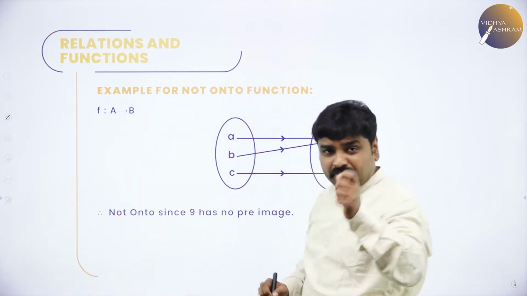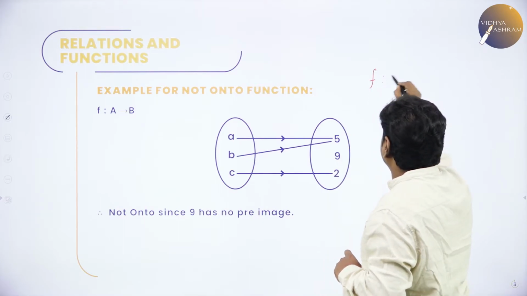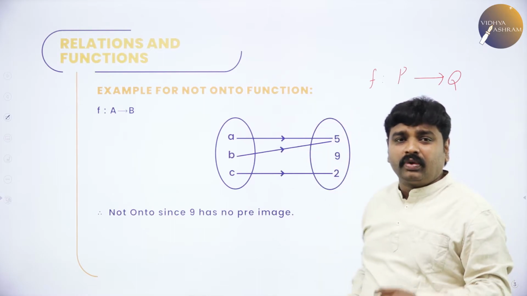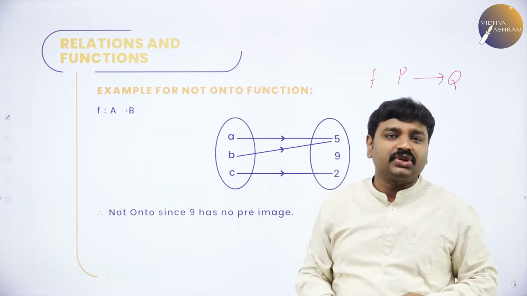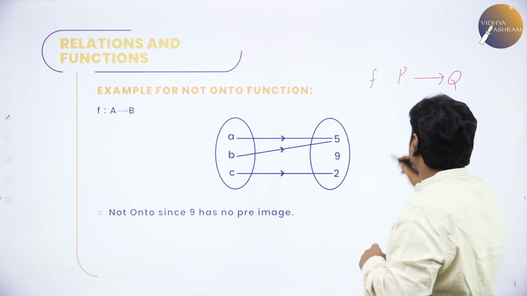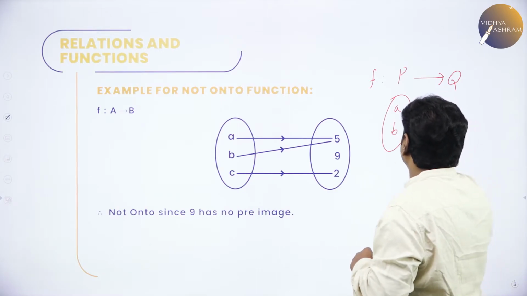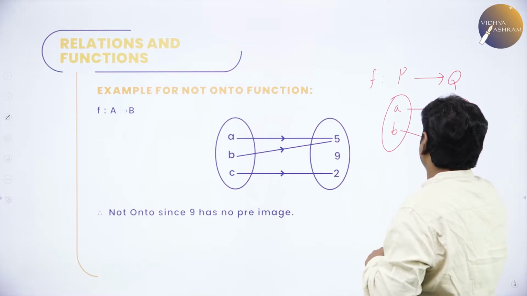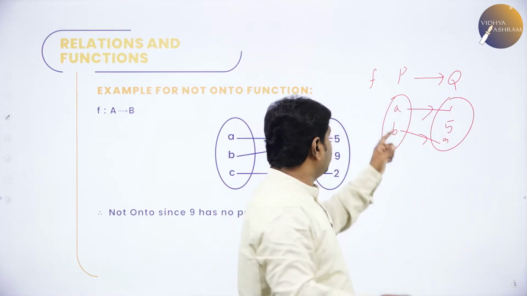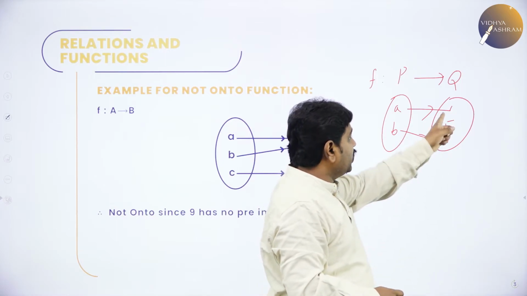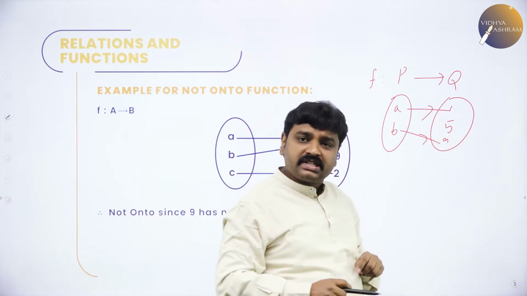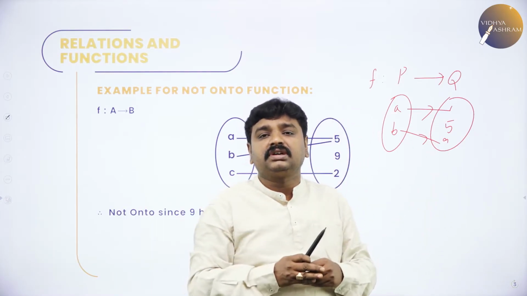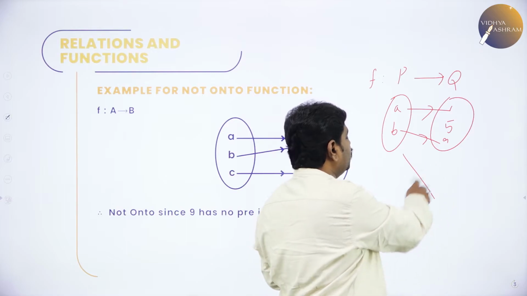I'll take one simple example. So answer my question now. F maps P to Q. How to read this? F maps P to Q. What is P? Domain. What is Q? Codomain. Now P I'll take a, b, Q I'll take 1, 5, 9. a maps to 1, b maps to 9. So now image of a is 1, image of b is 9. 1 is acting as image, 9 is acting as image. Right? And does 5 act as image? 5 is not acting as image. 5 is not an image, therefore this is not onto.